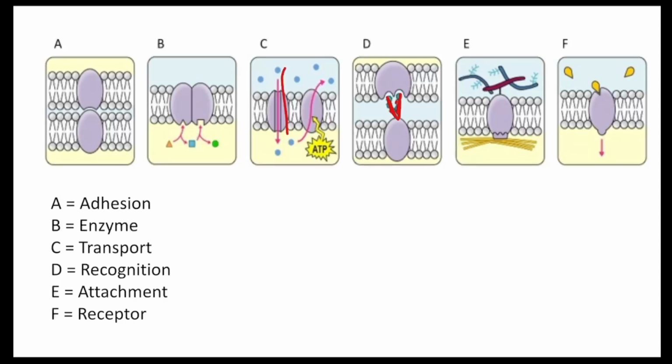E, it looks like it's attaching to the extracellular matrix. So the ECM is a point of attachment here. And it's also the cytoskeleton on the inside. So it can be used for attachment. And then F, it's receiving a signal, and that signal is being propagated throughout the cell, receptor.